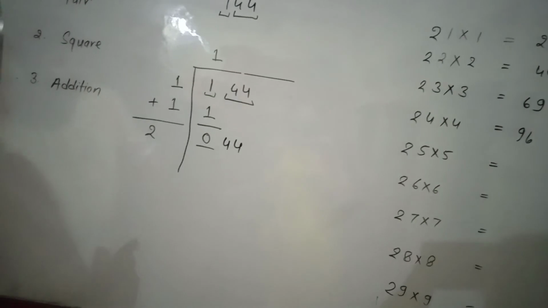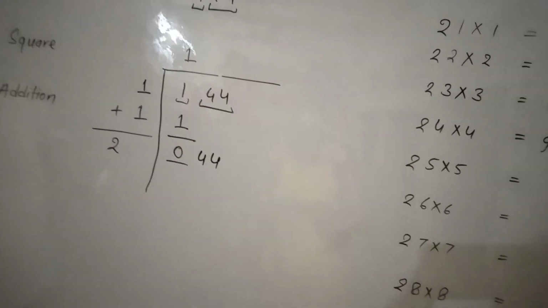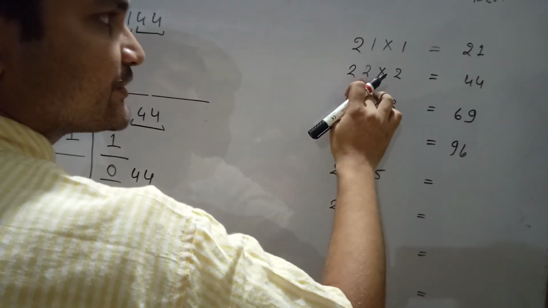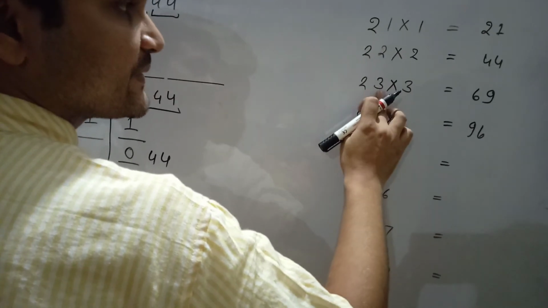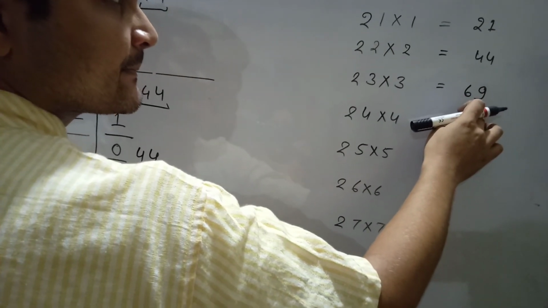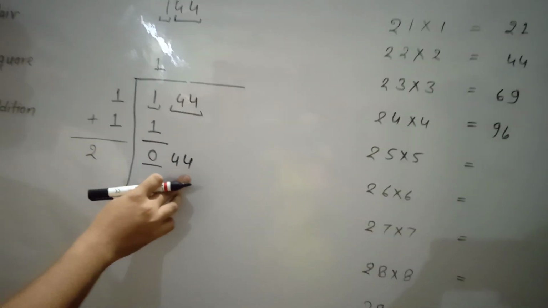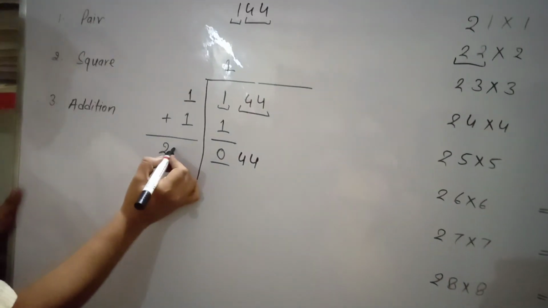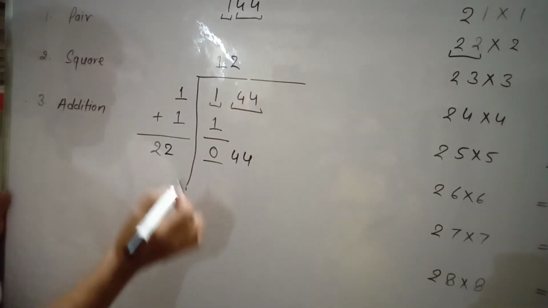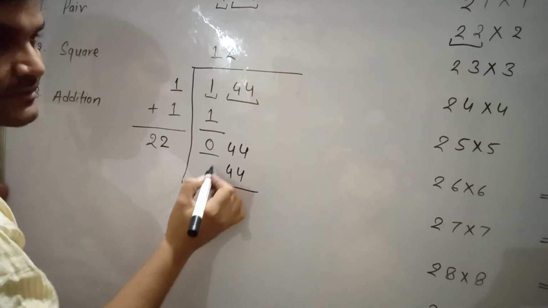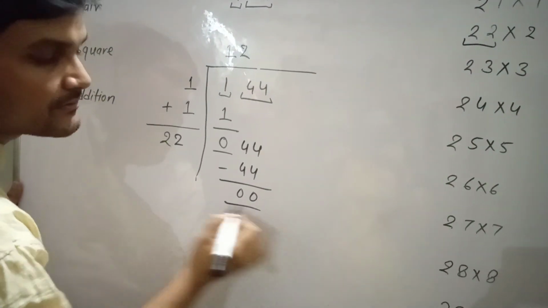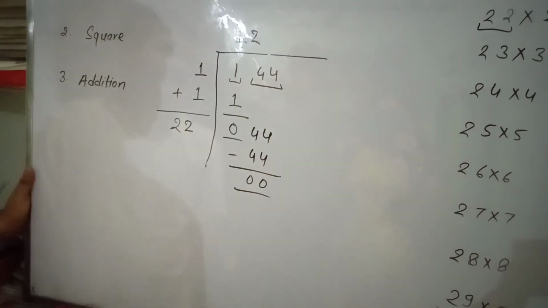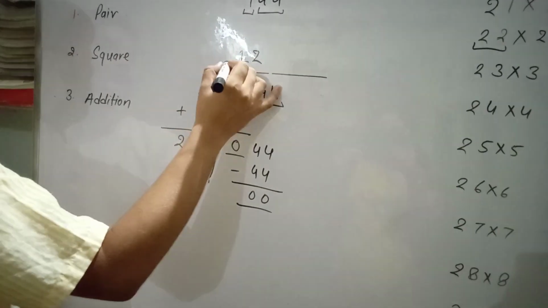So the next pair is 44. If we take 21, we will get 21. If we take 22, we will get 44. If we take 23, we will get 69. 69 will be more than 44. So we will take 22. We will get 44. 2 is included here and 2 is here, and 44 is here. The remainder will be 0 and we do not have the next pair, so that's the answer.